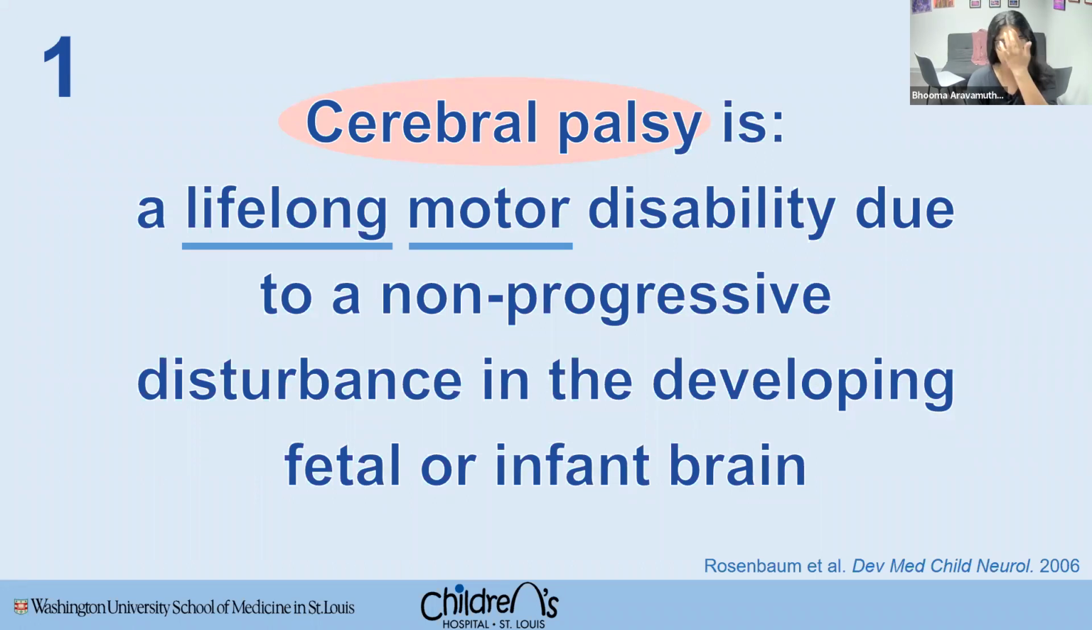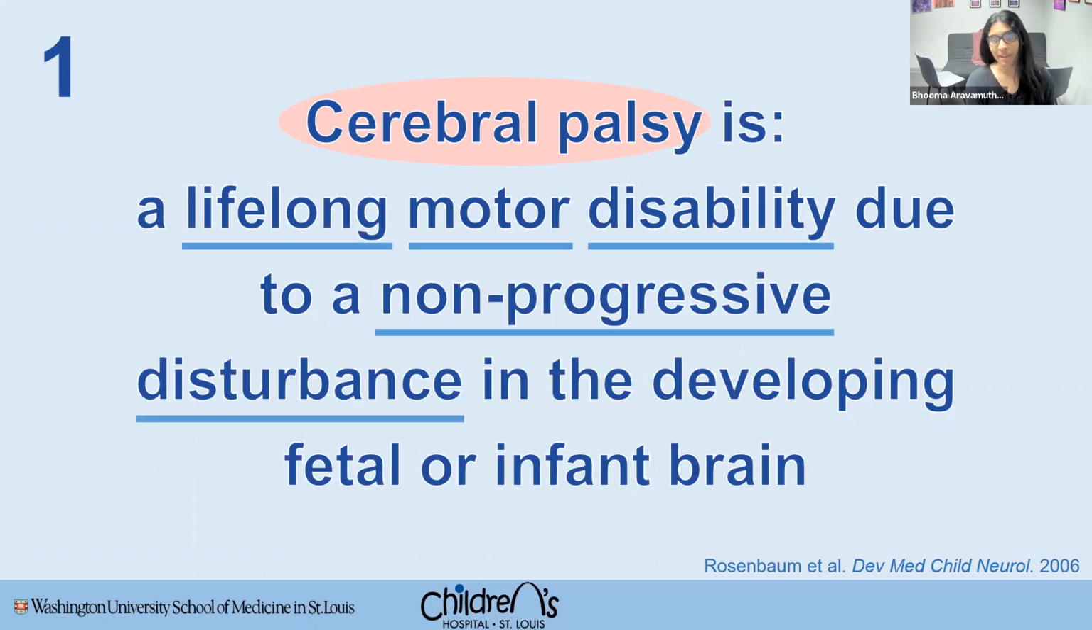It has to involve some sort of motor component. And importantly, that motor component has to cause disability. So if you have motor abnormalities that don't cause disability, technically you do not have cerebral palsy, even if you might have other features that one would think would contribute to a CP diagnosis. That motor disability has to be non-progressive, so it can evolve and change over time, but it cannot be degenerative.